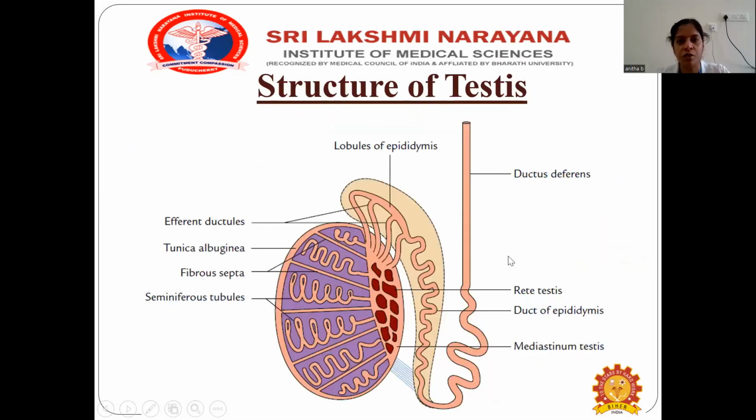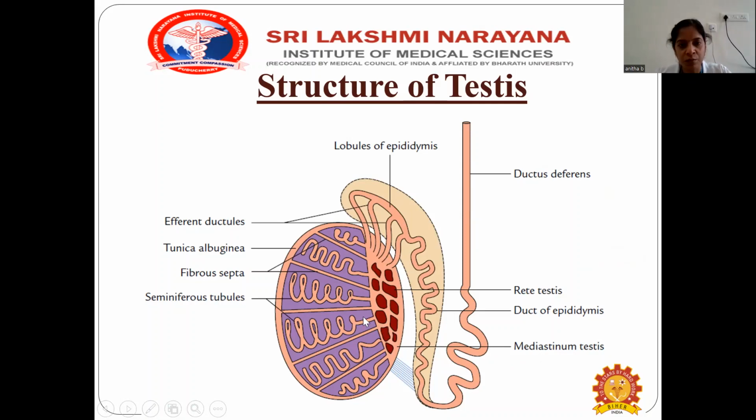Now we'll see the cut section of the testis. The things we already discussed in gross features. I already know, I just want to refresh the things now. You can see this is the ovoid-shaped structure. This is the anterior border, posterior border. You can see this thick white fibrous tissue, that is the tunica albuginea. This tunica albuginea projects inside the testis near the posterior border and forms the mediastinum testis.